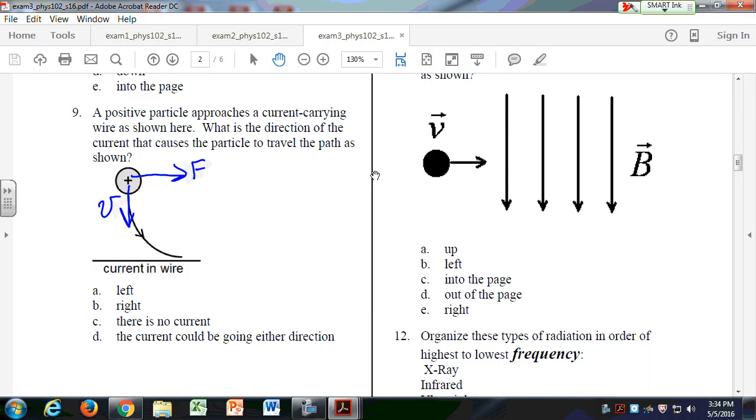So the magnetic field that causes this motion is into the page. And then you ask yourself, what's the direction of the current? Well, it's either like this or like this. It looks like it's to the left, right? Because if I have my thumb in the direction of the current, the field goes into the page on this side, out of the page on the other side. So it has to be to the left, A.